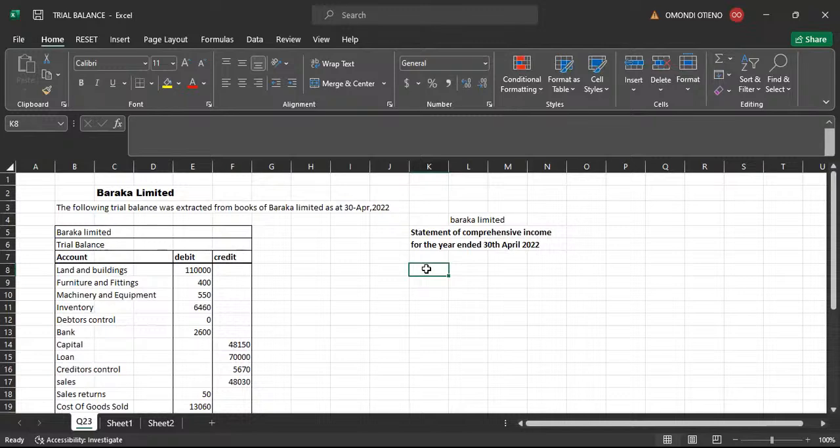So what will be our first item in the profit or loss account? What will be our first item? So Fozia is telling us that the first item which you are going to have here is sales. So let's have the sales.